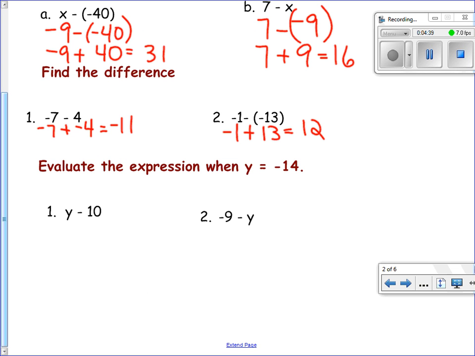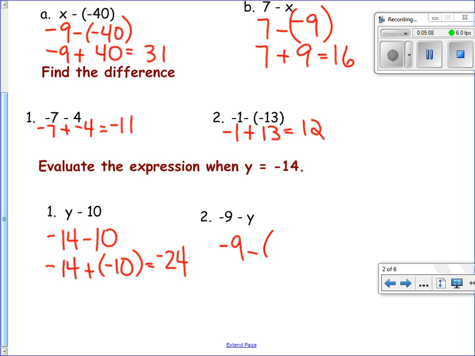Now we're going to evaluate the expression when y is equal to negative 14. So in number 1, we will have negative 14 minus 10, negative 14, adding the opposite. Negative 14 plus negative 10 is negative 24. In our example 2, negative 9 minus y. Y is negative 14. We are going to add the opposite. 14 minus 9 is 5, and it will be a positive.